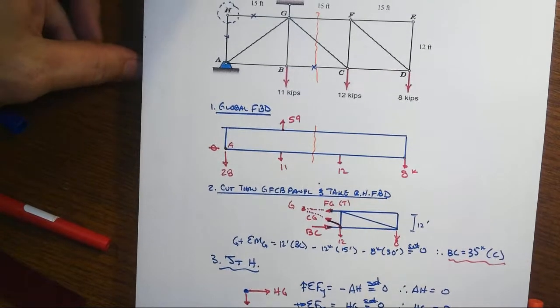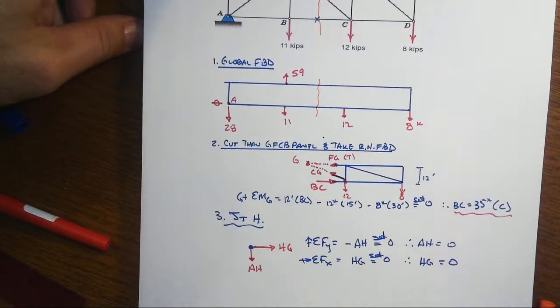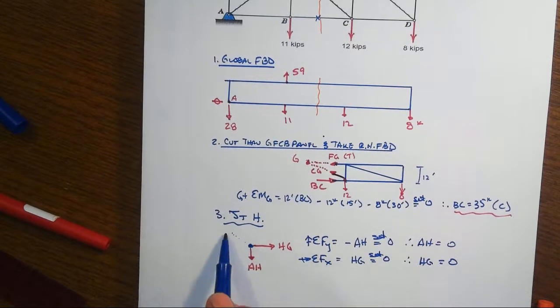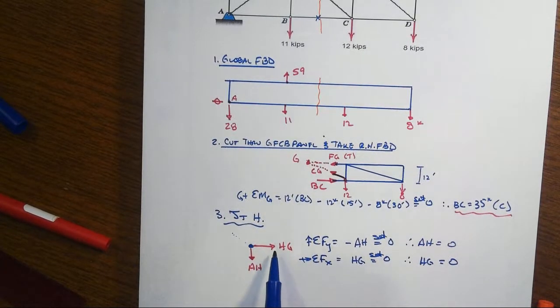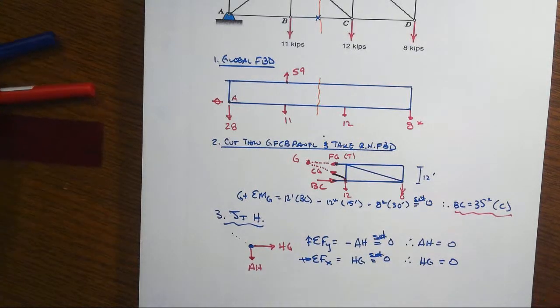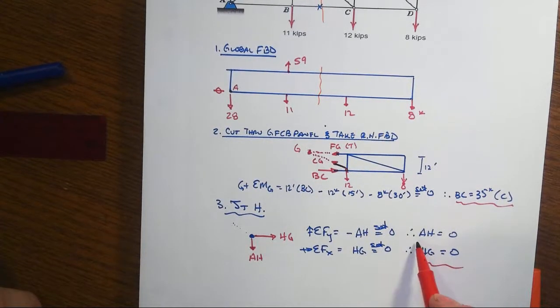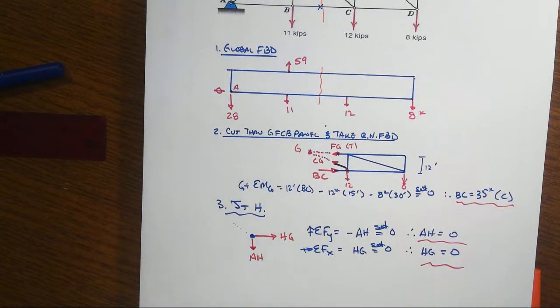Only two members framing into the joint, well then they're both going to be 0 because I don't got any other forces. Now if I were to put a force somehow at this joint at some oblique angle, then HG and AH would not be 0, but right now they are. There are no applied forces at that joint. There's only two members that come in there. They both have to end up being zero force members, and so there's your 3 member forces that are asked for in this particular item.